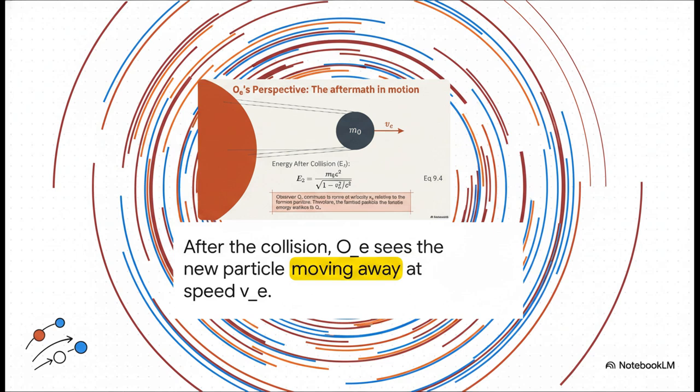Well, from OE's moving perspective, the new particle doesn't just sit there. Remember, that new particle is at rest relative to the original center point. Since OE is still flying past that center point at their original speed, VE, they see the new particle moving away from them at that exact same speed. From there, OE can calculate its total energy, E2, as it recedes.